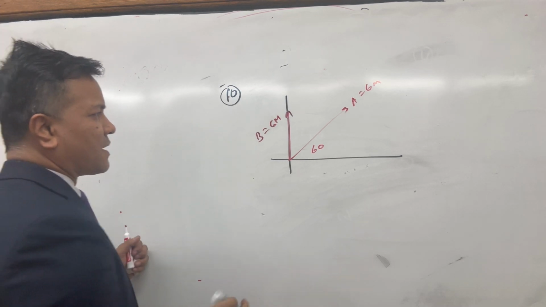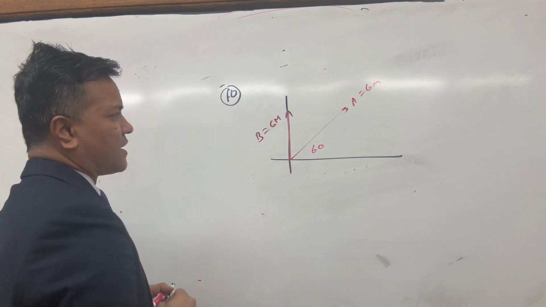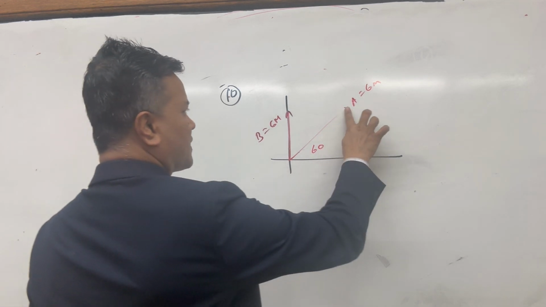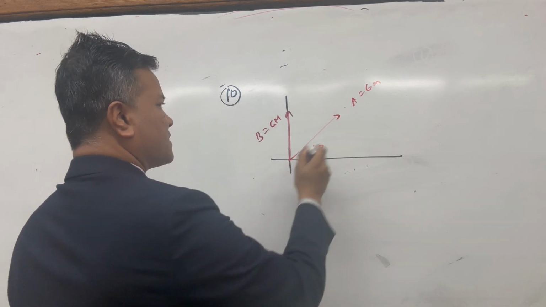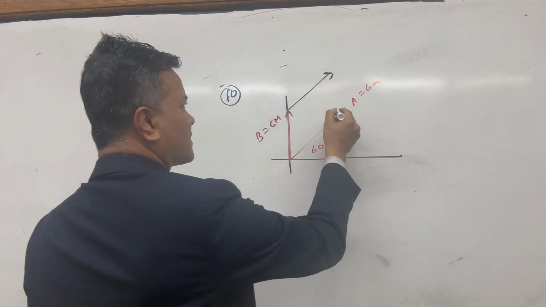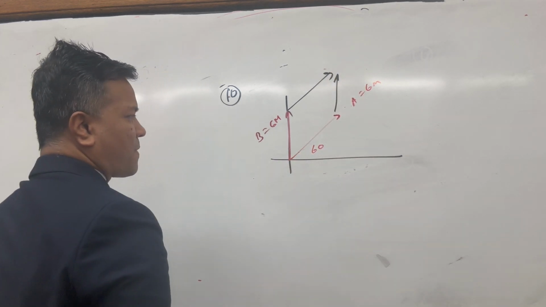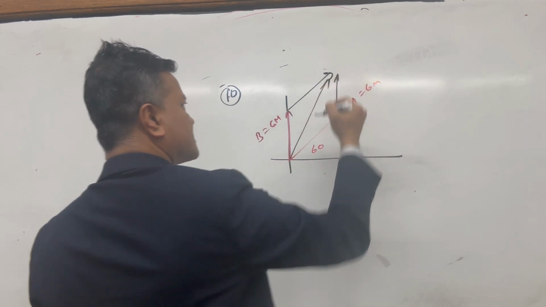However, if you use the parallelogram, you need the angle between these 2 vectors. To understand the angle between these 2 vectors, you have to create a parallelogram. So I'm going to copy this one over here, and I'm going to copy this one over here. And we want to find the resultant. This is the resultant.